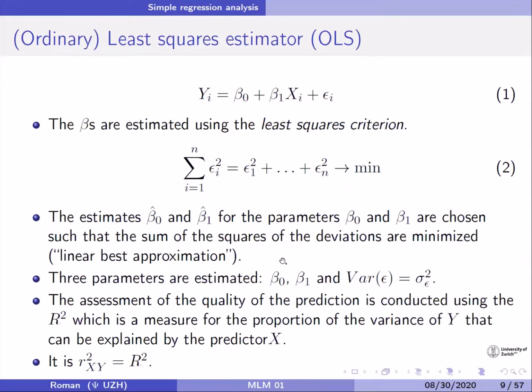So we actually estimate 3 parameters in this model: the intercept, the slope, as well as the variance here of the error term.